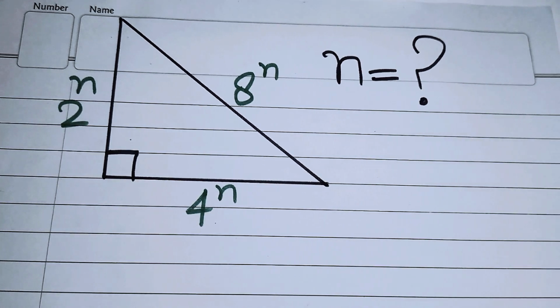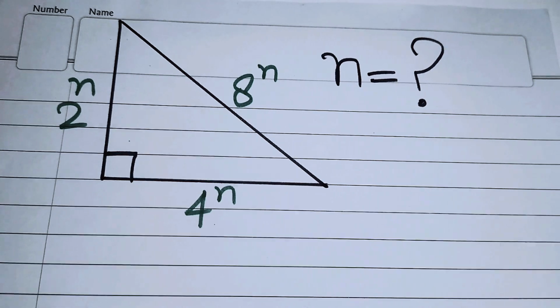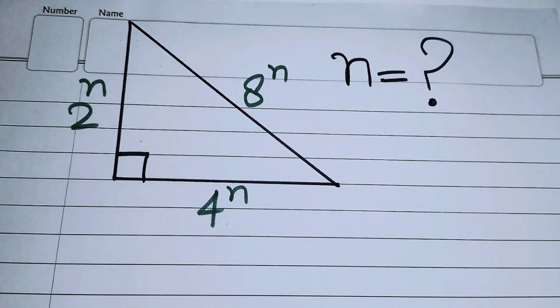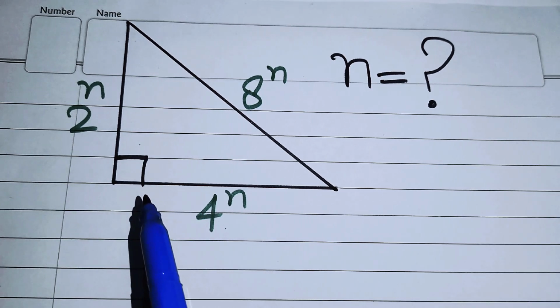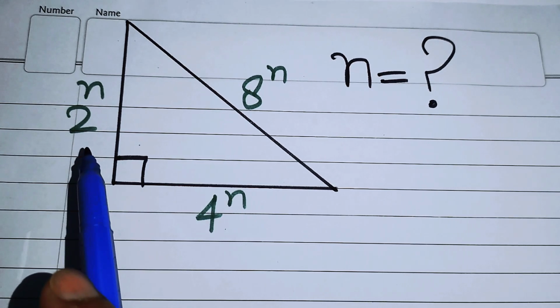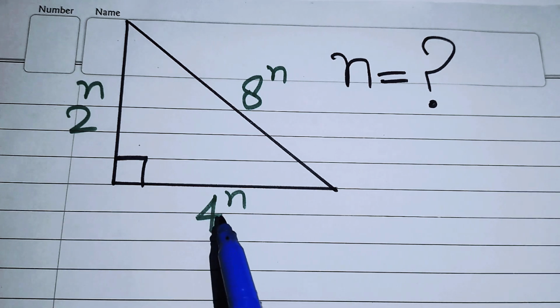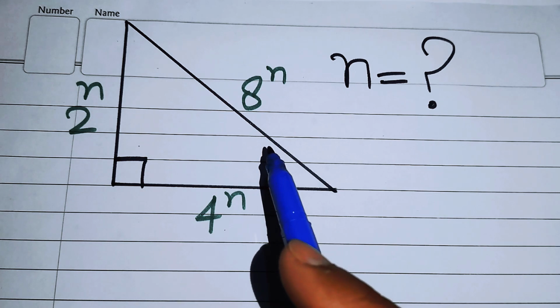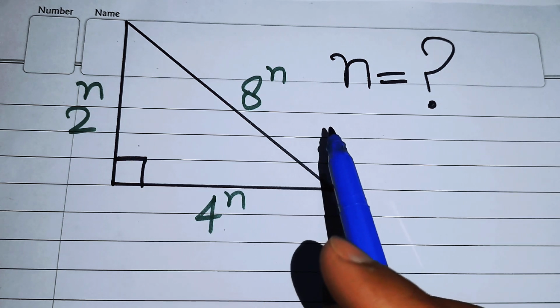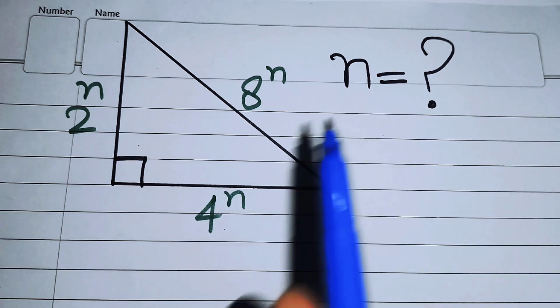In this video we are going to solve this nice math Olympiad geometry problem, and here we have a nice right triangle, and the lengths of this right triangle are 2 to the power of n, 4 to the power of n, and 8 to the power of n. And our target is to find the value of n.